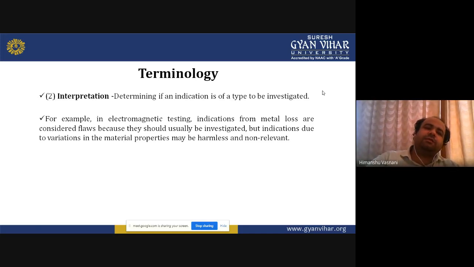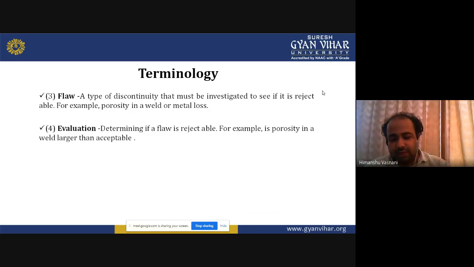Okay. Next, the flaw. See, while working, a flaw occurs. So we can say a flaw is a discontinuity that must be investigated to see if it is rejectable. For example, porosity in a weld or metal loss.